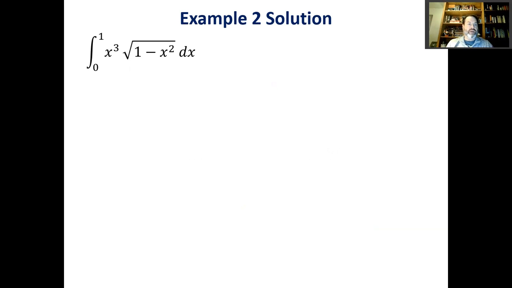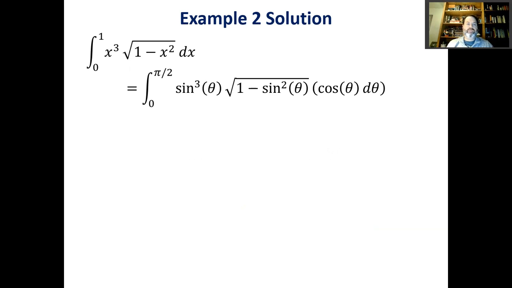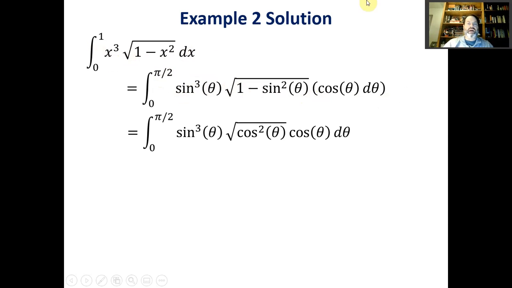So here's our original integral. Here it is after the trig substitution has been made, right? Arcsine of 0 is 0. Arcsine of 1 is pi over 2. And you can see that x equals sine, so this is sine cubed, 1 minus sine squared. And then dx is cosine theta d theta. So in the next slide, I just replaced this.